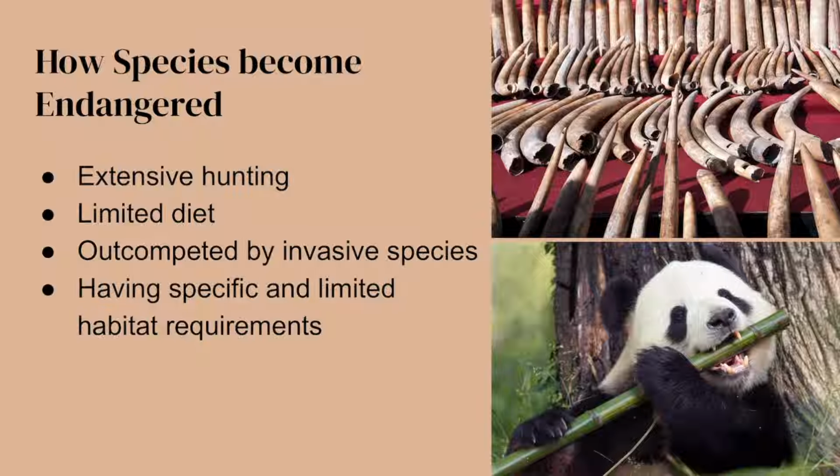Endangered species are species that are at risk of becoming extinct relatively soon. So an extinct species is one that no longer exists. It can't be found in the wild. Endangered species are at risk of extinction.